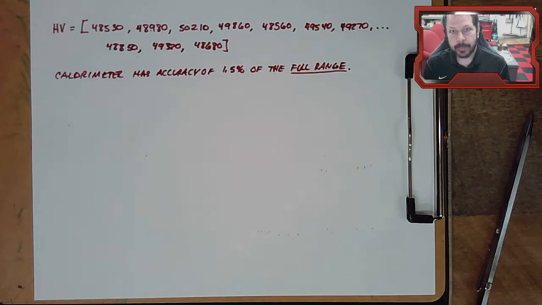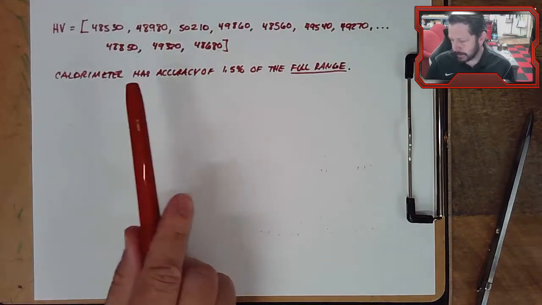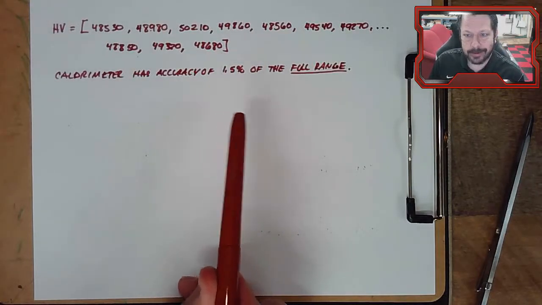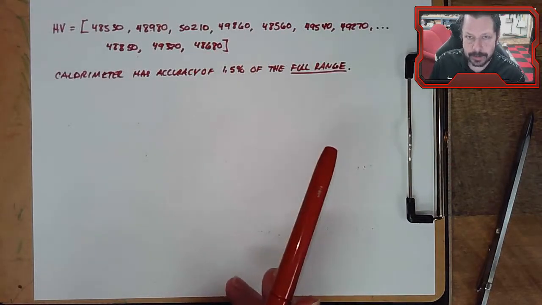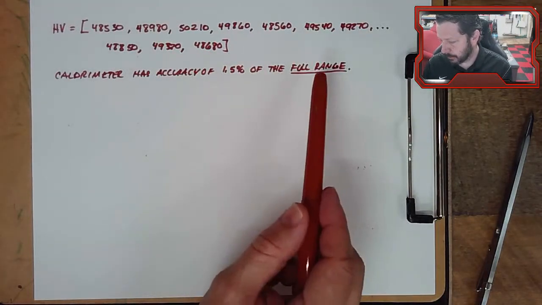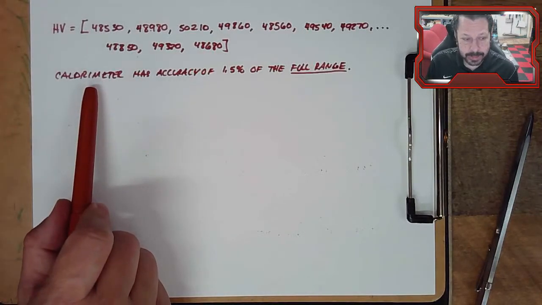The previous ones, I'm pretty sure all of the errors that we did were of the value itself, like 5% of the value that was read. This one is stated a little bit different, so this is another type of error you might see, where it's the accuracy of some percentage of the full range. So that means you have to know what the full range of the calorimeter is.